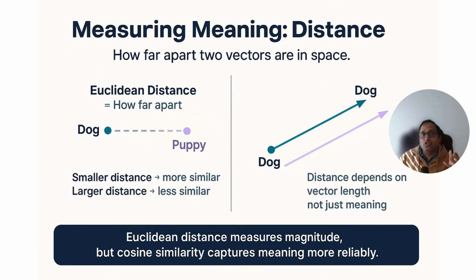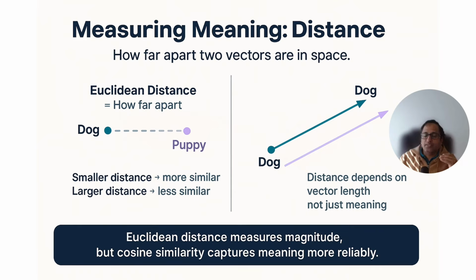There could be two vectors that point in the same direction, but because one vector is longer than the other, the measured distance between them looks larger even though their meaning hasn't changed. That's why Euclidean distance can sometimes be misleading when comparing meanings. It's sensitive to vector length, not direction.